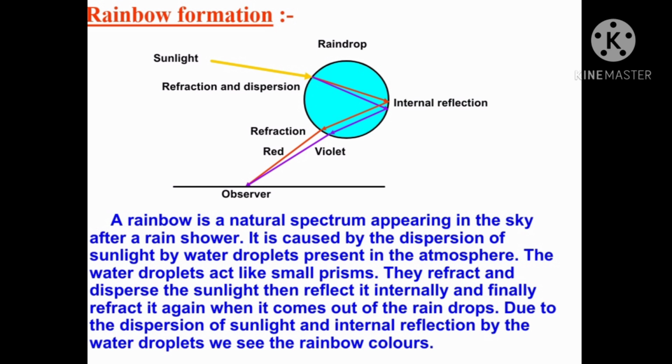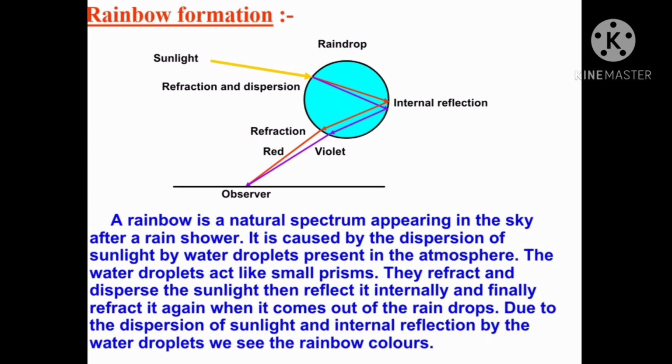These water droplets actually act like small prisms. They refract the light and then they disperse the incident sunlight which falls on the tiny water droplets, and then they reflect it internally, and again they finally refract it when it comes out of the raindrop.